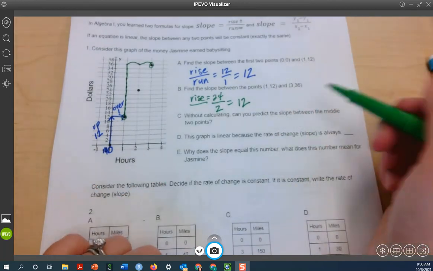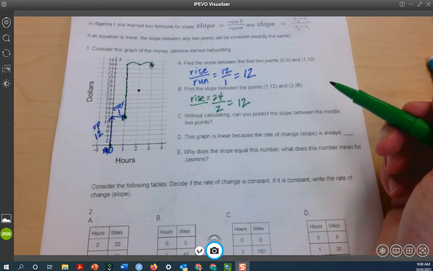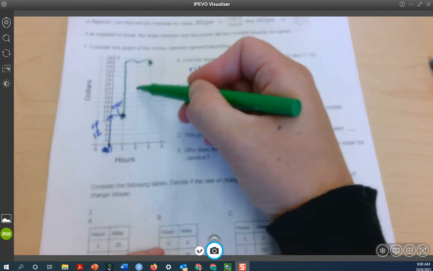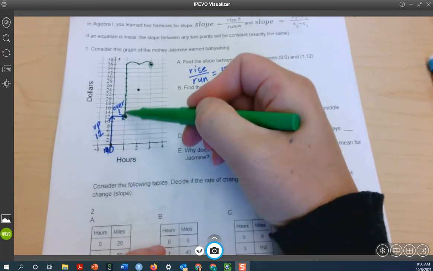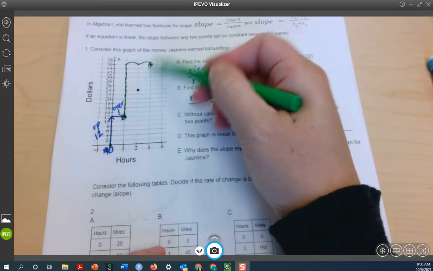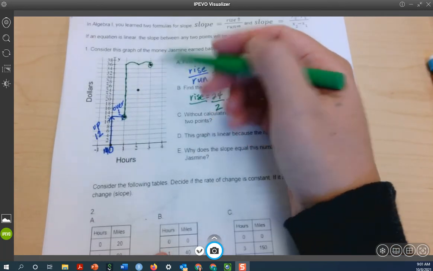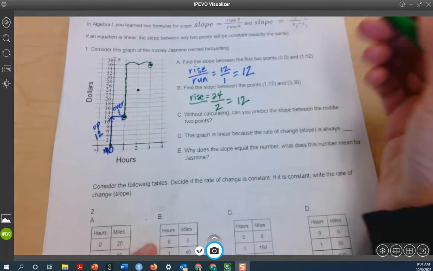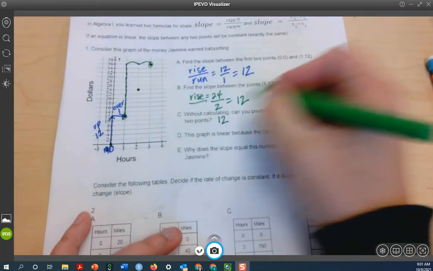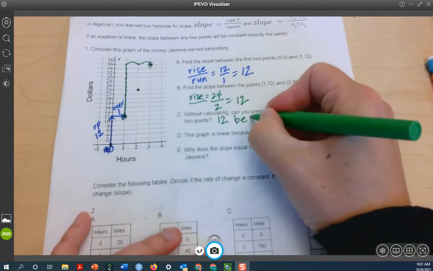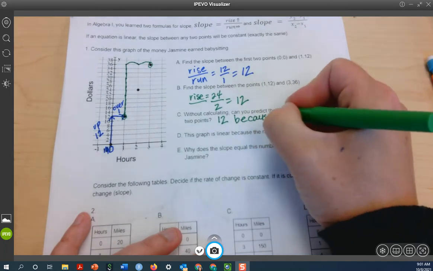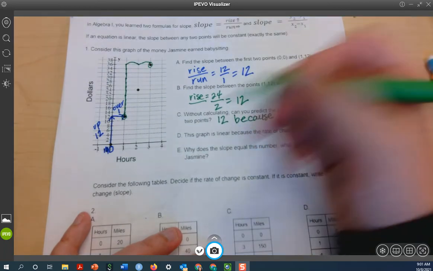And then without calculating, can you predict the slope between the middle points here and here? So we knew this slope is 12, and we knew this slope is 12. And so the slope here in the middle should also be what? 12. Good. Because lines have a constant rate of change, which means it stays the same everywhere.